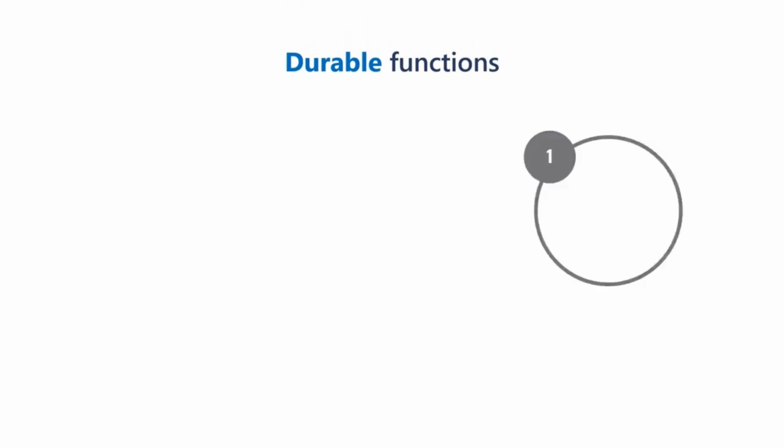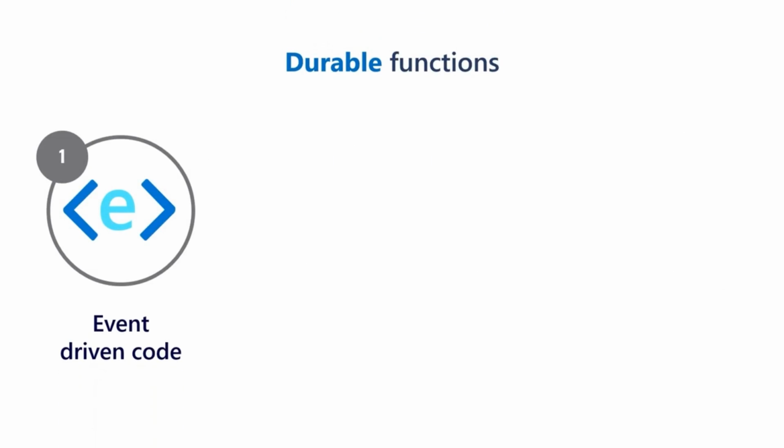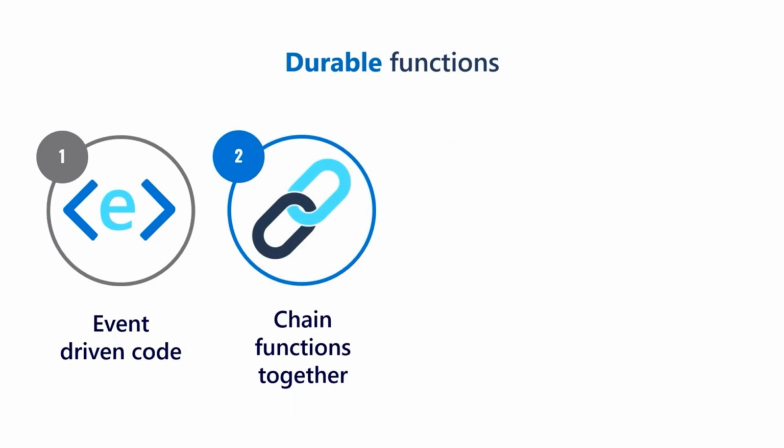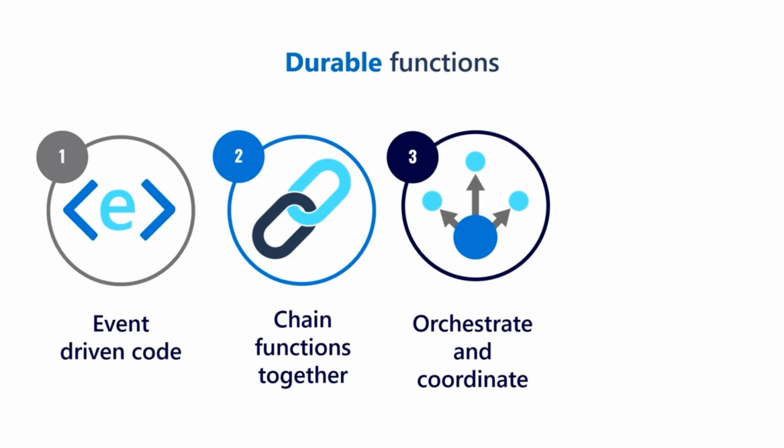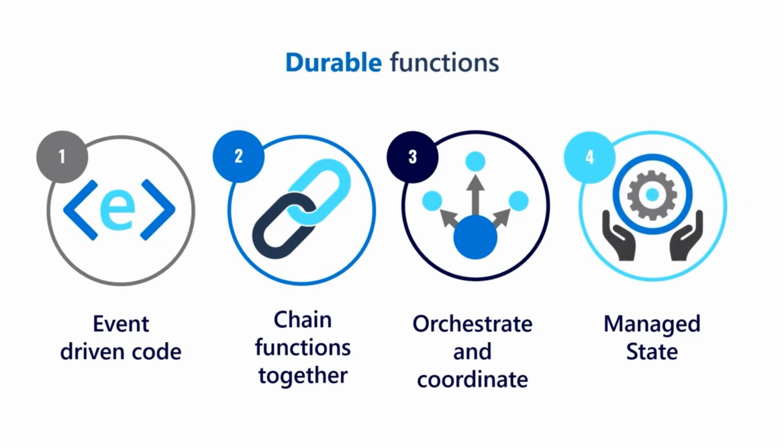Let's explore some benefits of using durable functions. They enable you to write event-driven code. A durable function can wait asynchronously for one or more external events and then perform a series of tasks in response to these events. You can chain functions together. You can implement common patterns such as fan out or fan in, which uses one function to invoke others in parallel and then accumulate the results. You can orchestrate and coordinate functions and specify the order in which functions should execute. The state is managed for you. You don't have to write your own code to save state information for a long-running function.